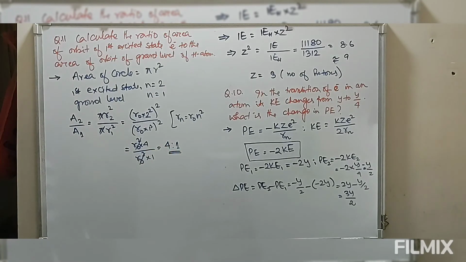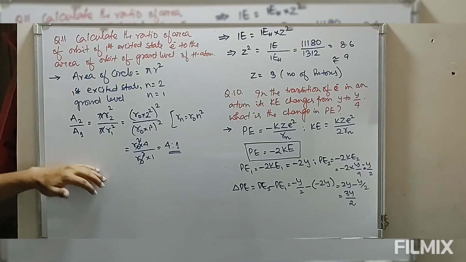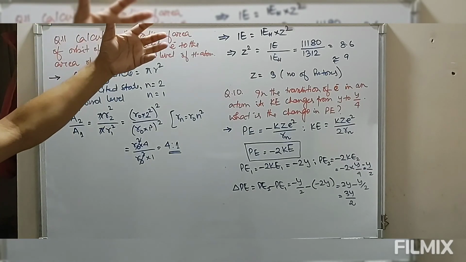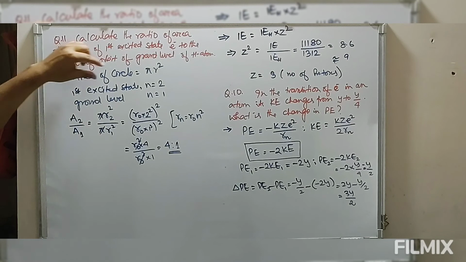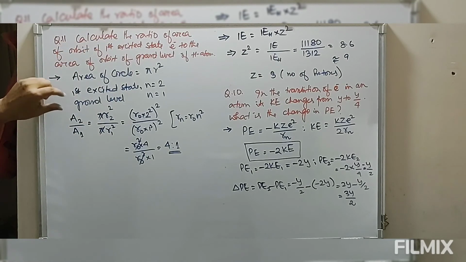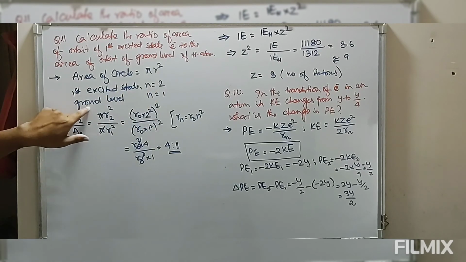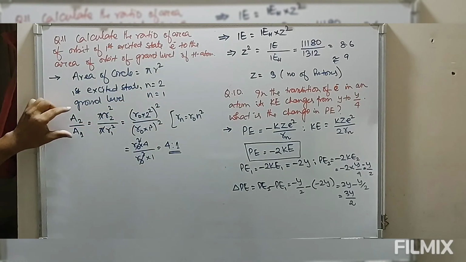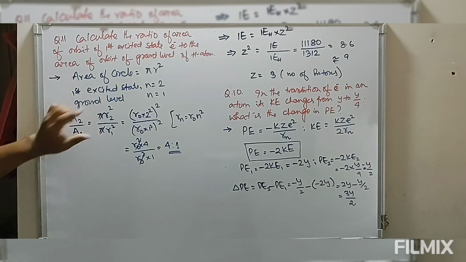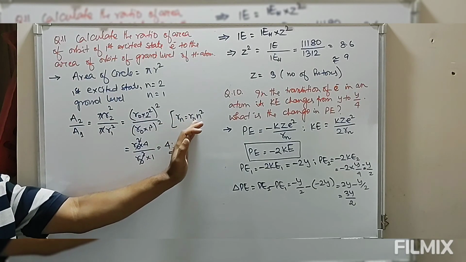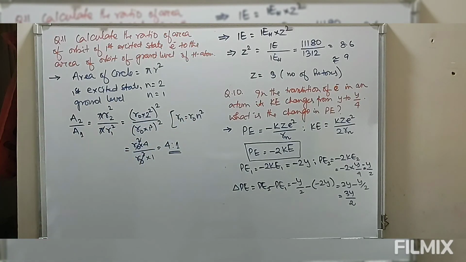This is the ratio of the area of the orbit of the electron in the first excited state to the ground state of the hydrogen atom. The orbit is considered to be circular according to Bohr's theory, so the area of a circle is pi r square. We take the ratio: first excited state means n equals 2, ground level means n equals 1. So we are converting this radius into the radius of the first orbit of the hydrogen atom. So this is the ratio of the areas.